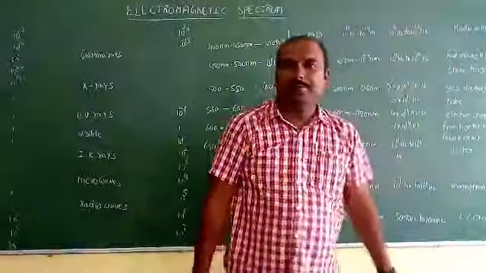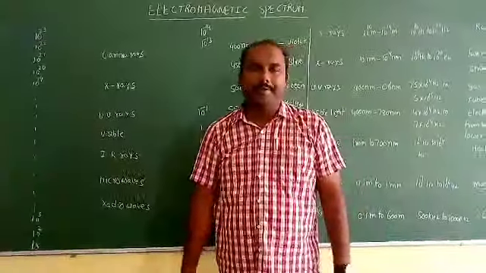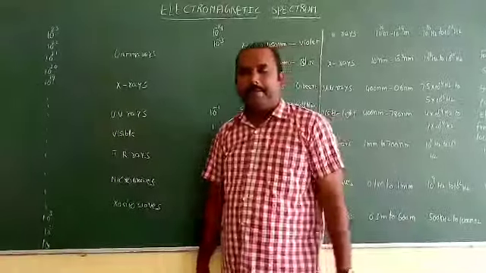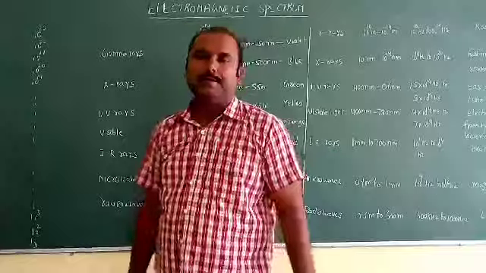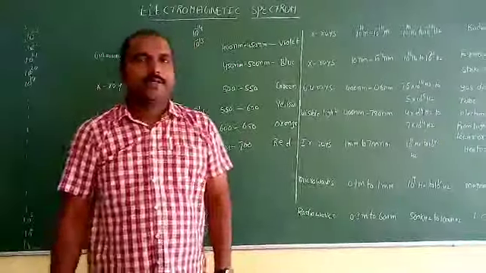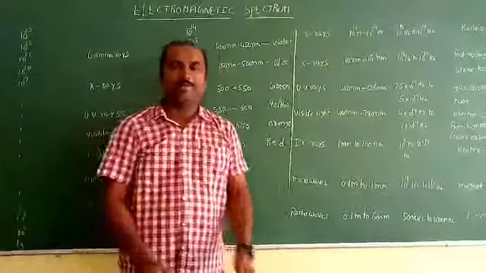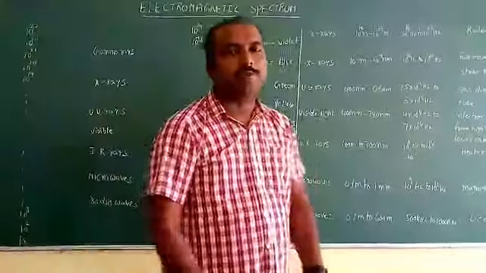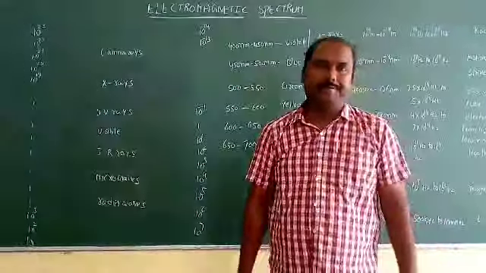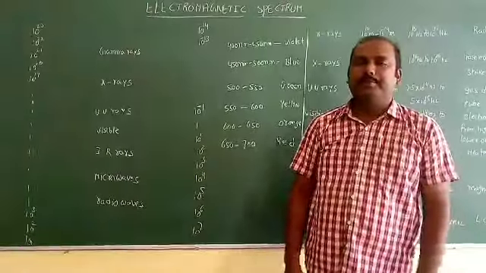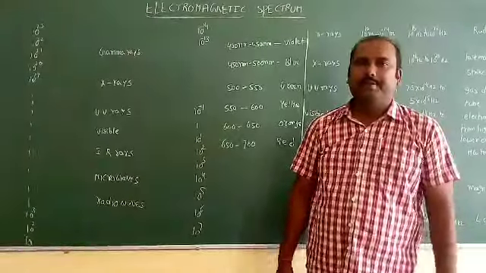And the next important thing from this electromagnetic waves is the electromagnetic spectrum. See, in the last two classes we learned the continuity current and the displacement current, how the electromagnetic waves are formed, and the properties of electromagnetic waves. Now, in this class, we can complete electromagnetic waves by discussing the electromagnetic spectrum.